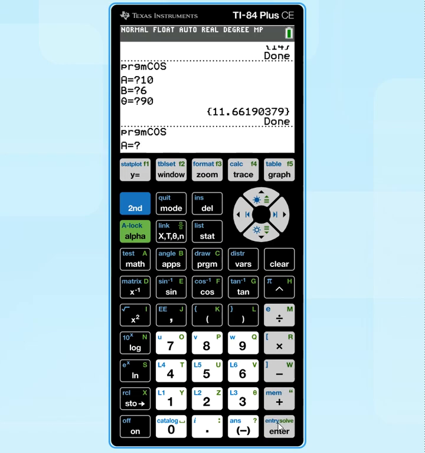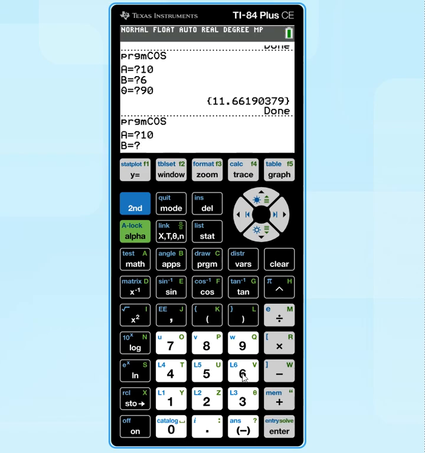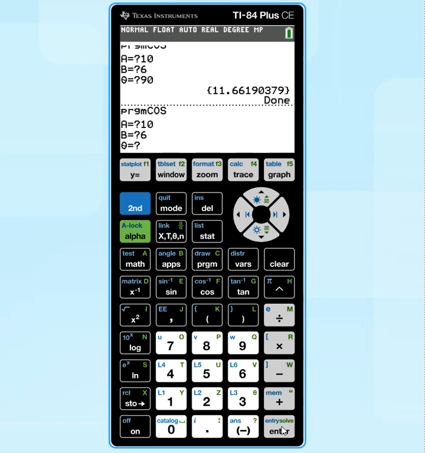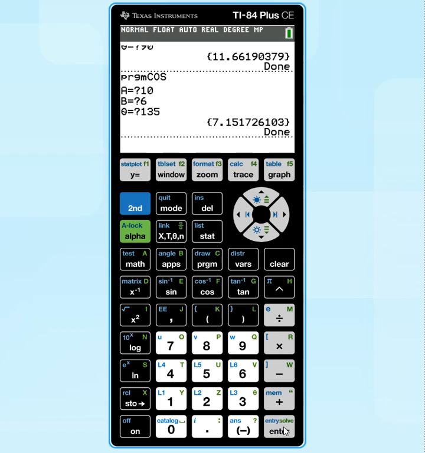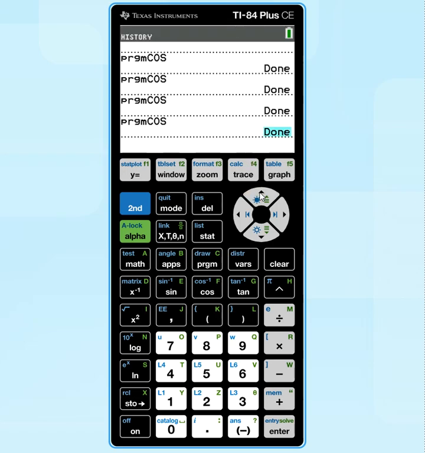Let's do one more. Let's do 10, and let's see, 6 again. Let me recall what the other angle was. I think it was 135 on that sheet we had in class. So let's see what this is. Oh yeah, 7.2. So if you notice, we had the maximum was the one with the 60-degree angle, and the one with the 135-degree angle, that was the minimum.